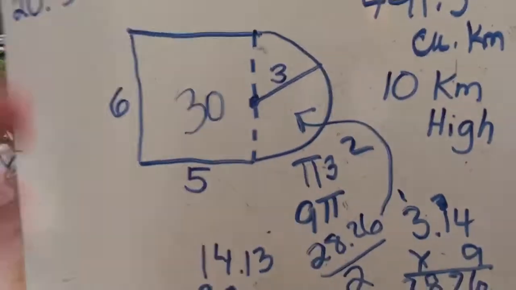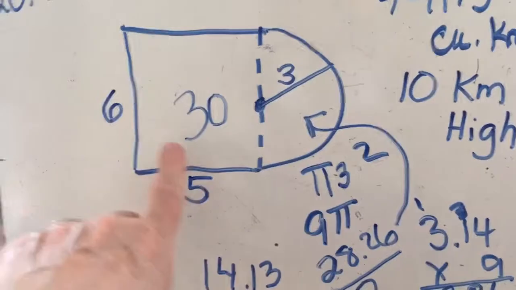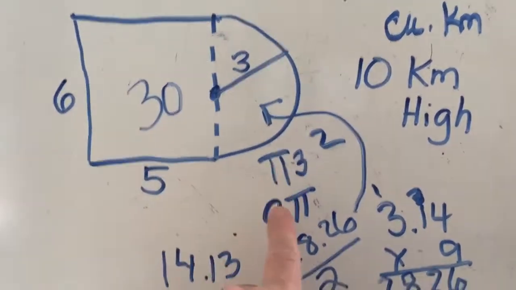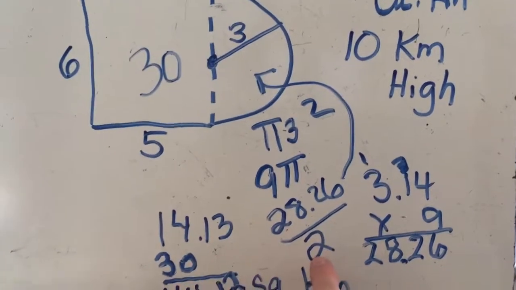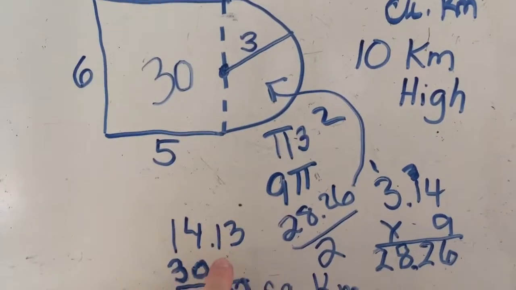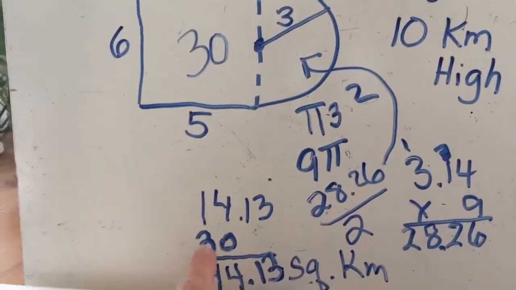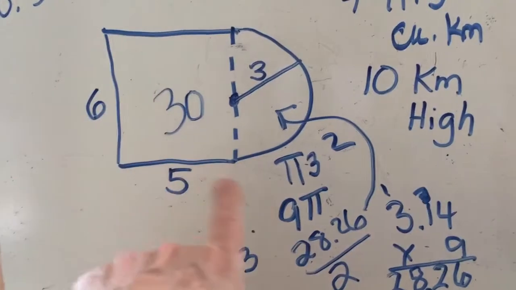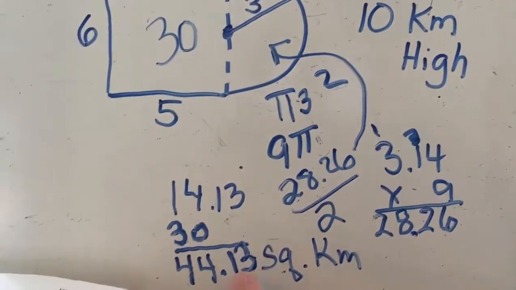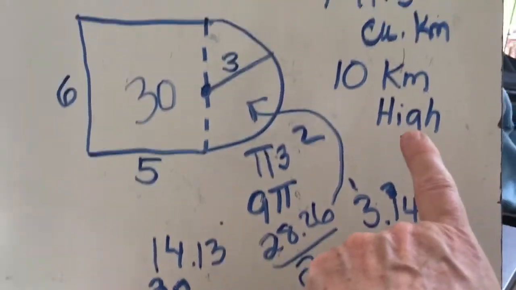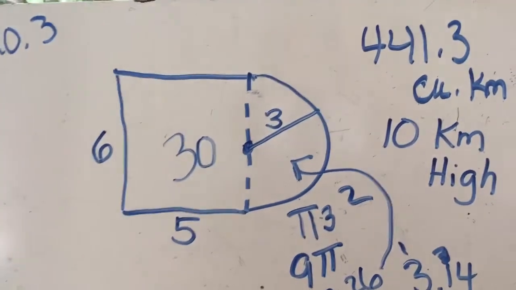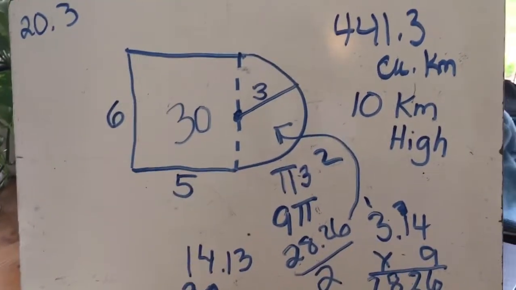So let's review. We started here, got the area of the rectangle. We got the area of a circle with 3 as the radius, but then we had to remember to cut that area in half. And we got the 14.13. We added the 14.13 to the 30. And this was our area of the whole base, which gave us square kilometers. And then we took this and multiplied it by the height, which gave us cubic kilometers, and 441.3 cubic kilometers. Done deal for 20.3.